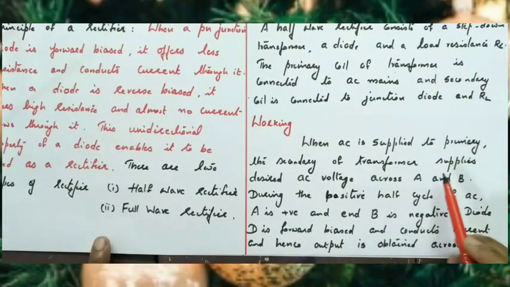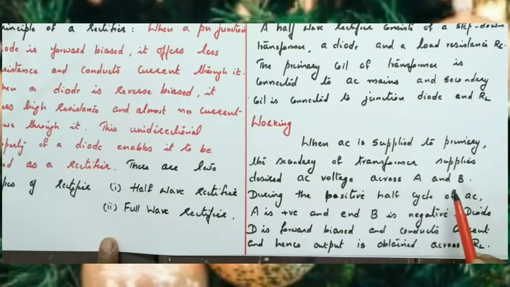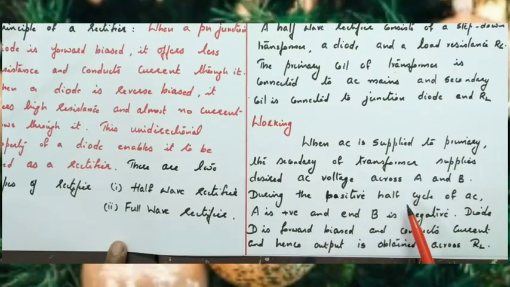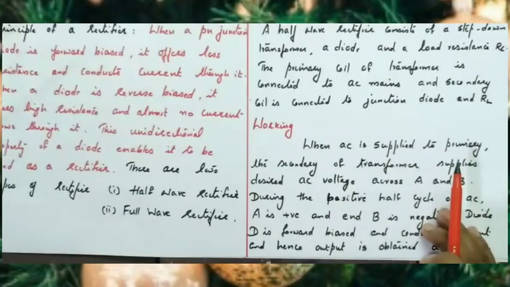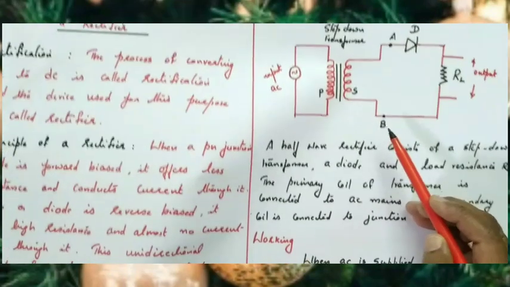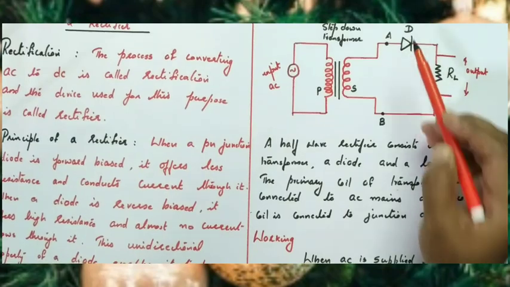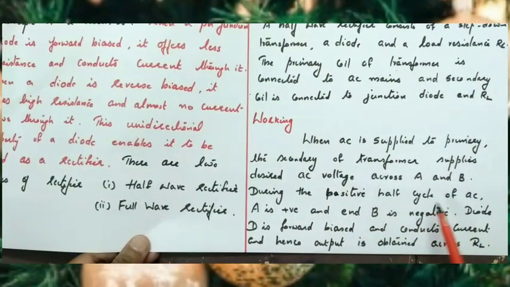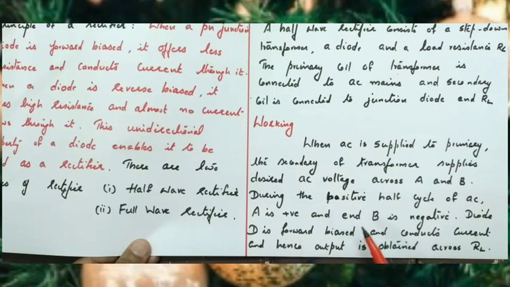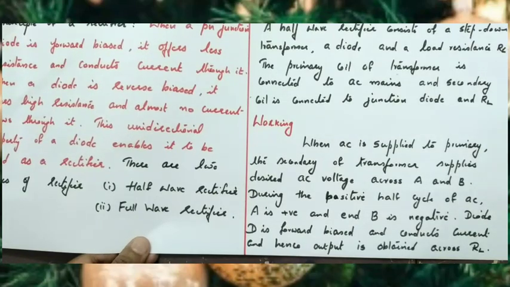Hence, when AC voltage is given to the primary, the secondary of the transformer supplies the desired AC voltage across A and B. During the positive half cycle of AC, A is positive, B is negative. Here this is point A, here it is point B. A positive means the diode is forward biased. So, during the positive half cycle of AC, A is positive and B is negative, diode D is forward biased and conducts current and hence output is obtained across RL.